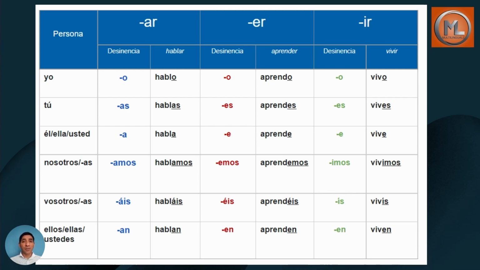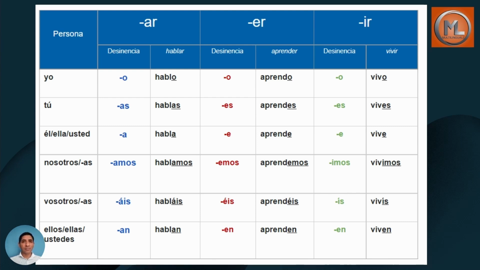The next one is for nosotros or nosotras, which ends in EMOS. Nosotros aprendemos. The Spanish one, vosotros, vosotras, the Spanish from Spain, ends in E with an accent IS. Vosotros aprendéis. And the last one, ellos, ellas, ustedes, ends with EN. So we say, ustedes aprenden.